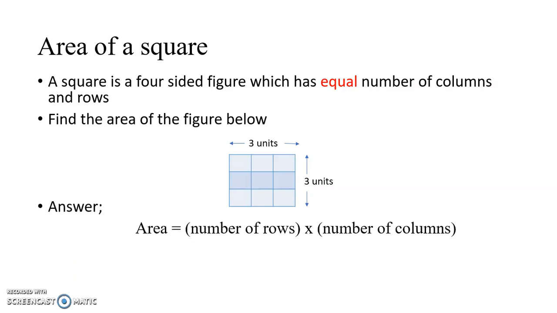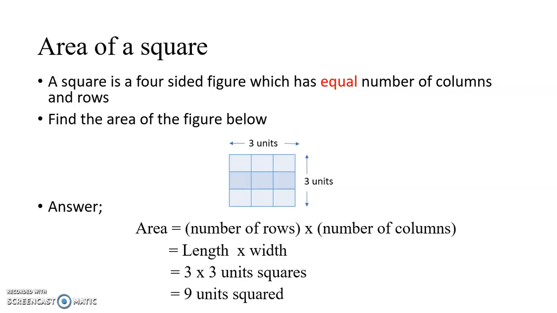The area of the square will be given by the number of rows multiplied by the number of columns. This gives us length times width. The length is 3 units, the width is 3 units. So the area becomes 3 multiplied by 3 unit squares. The area of the figure becomes 9 units squared.